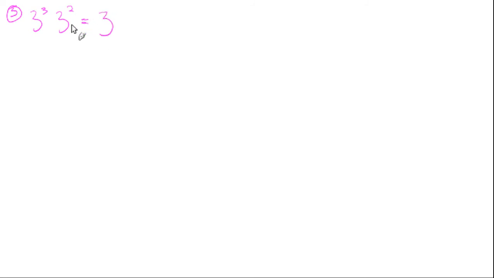So let's do that. Since they have the same base, they're both 3 raised to different powers, and you're multiplying them together, that'll be 3 to the 3 plus 2, add those exponents. That's 3 to the 5th. That's 243.